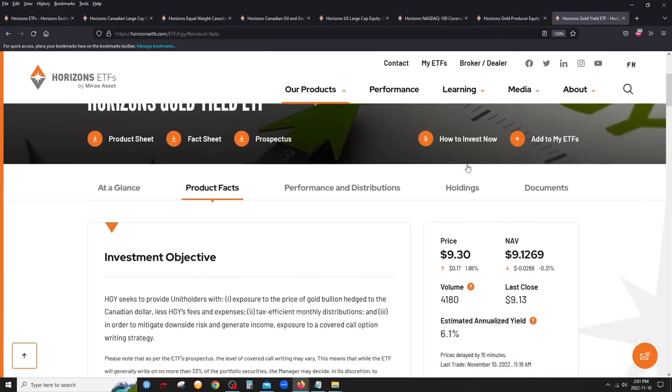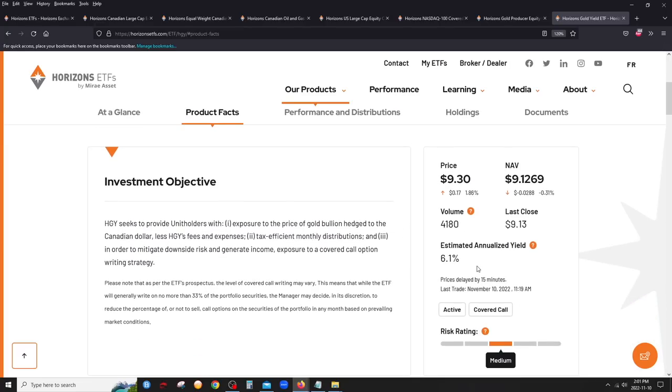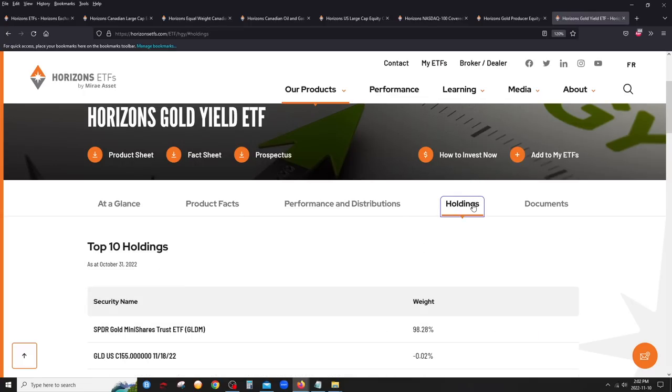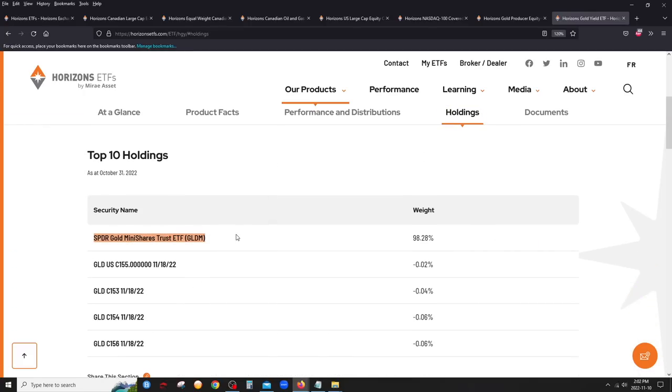They write covered calls on it, and you'll get a nice distribution yield, it's always between 6 and 7, I would say. You can't expect a lot. It's physical gold. It's very boring. But if you click on holdings, you see that it basically just has a gold bullion ETF from Spider. I think this is the biggest one, right? GLDM, and then they just write covered calls on the same ETF.